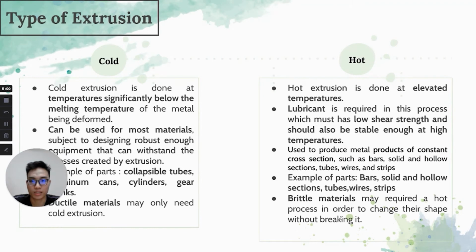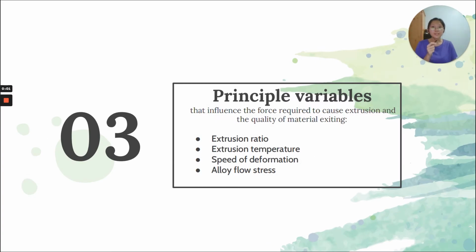Lubricant is needed in hot extrusion because lubricants help in pushing the material to the dies, so the lubricants must have low shear strength and be stable at high temperature. This part shows the principal variables that will affect the force required to cause extrusion and the quality of material exiting. The principal variables are extrusion ratio, extrusion temperature, speed of deformation, and alloy flow stress.